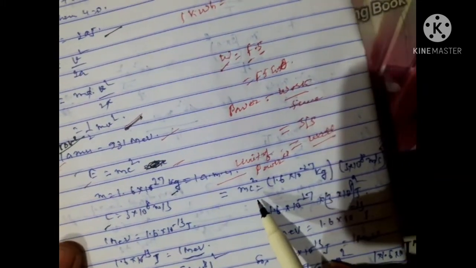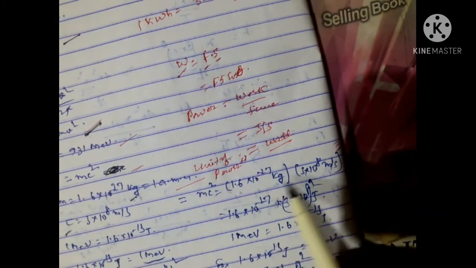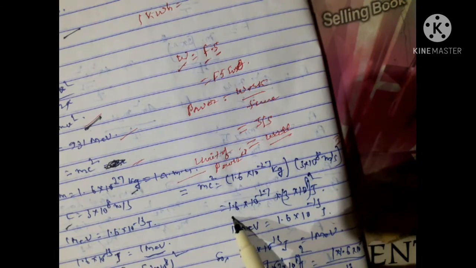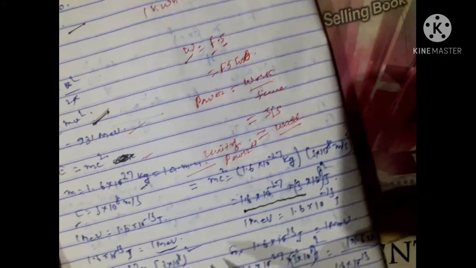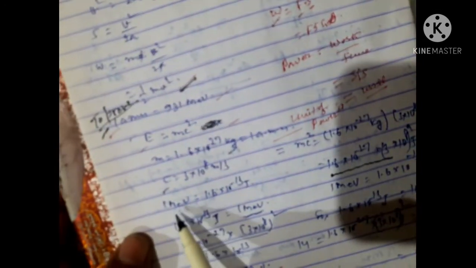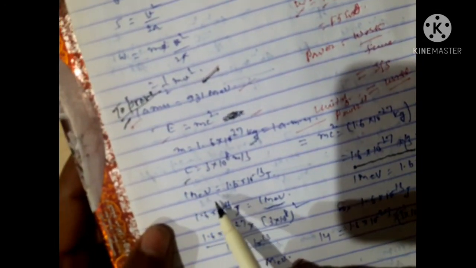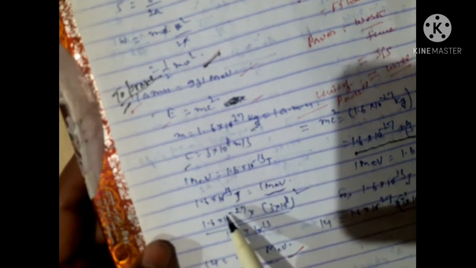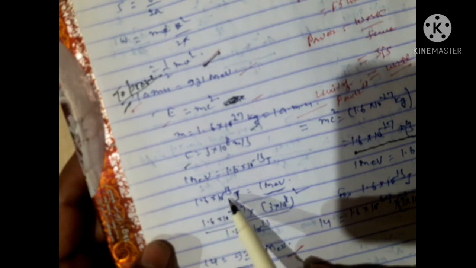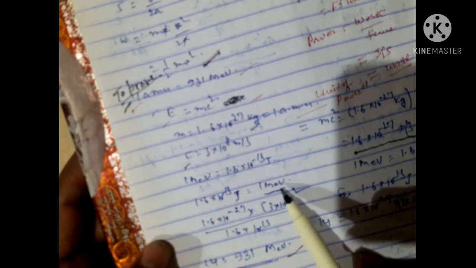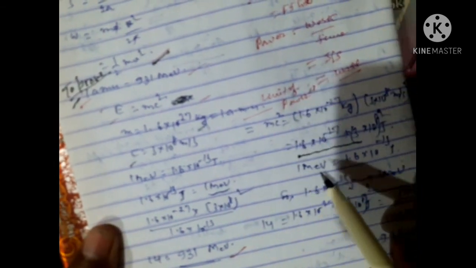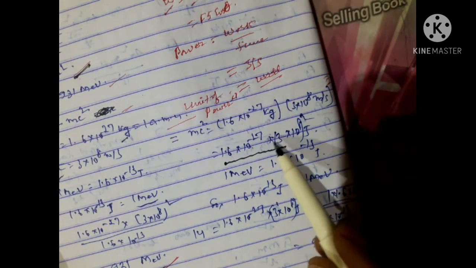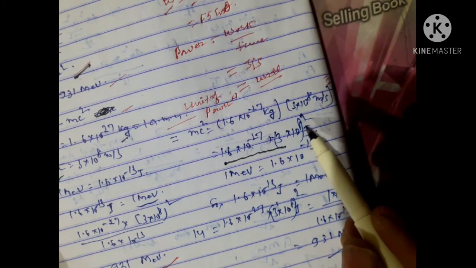Now putting the value in mc square, you should simply multiply these values and you will get the result. Now next thing, 1 mega electron volt is equal to 1.6 into 10 to the power minus 13 joule. And here you have obtained 1.6 into 10 to the power minus 27 into 3 into 10 to the power 8 whole square joule.